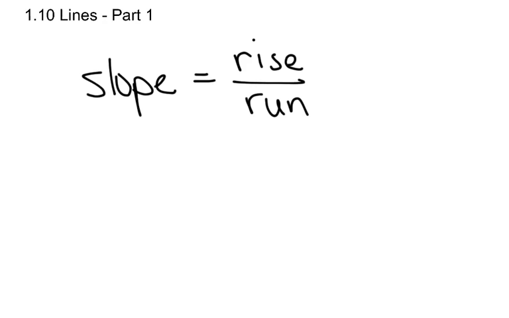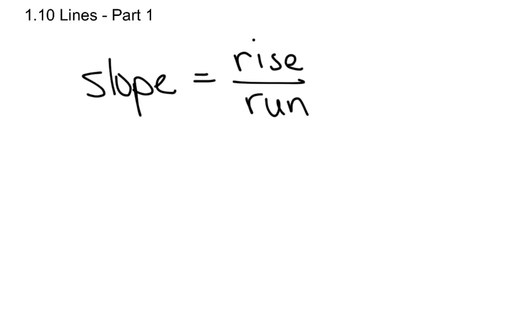In section 1.10, we're going to focus on lines. We'll focus on quadratic graphs again at another point in time. Now you've learned slope before. Slope is how steep a line is. And one of the definitions we gave you for slope was rise over run.